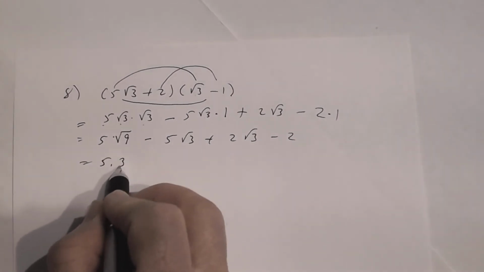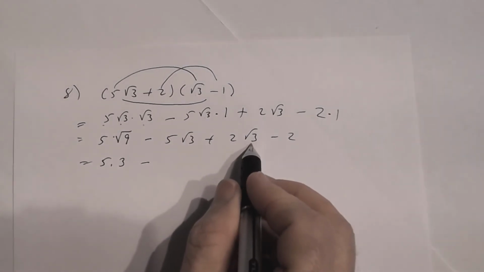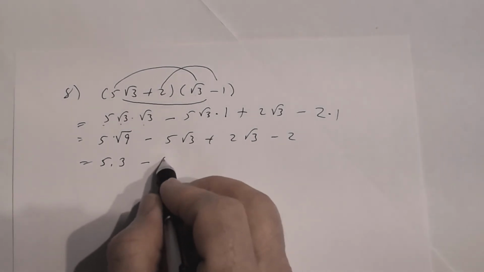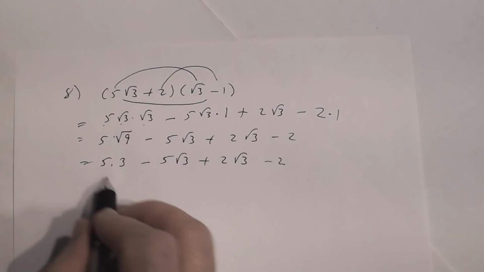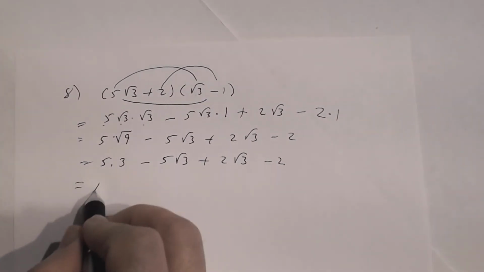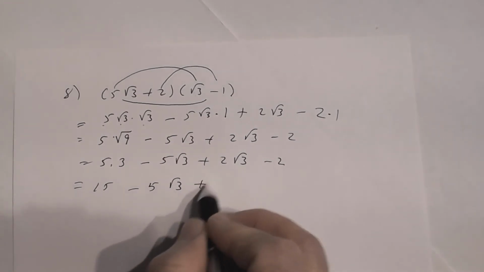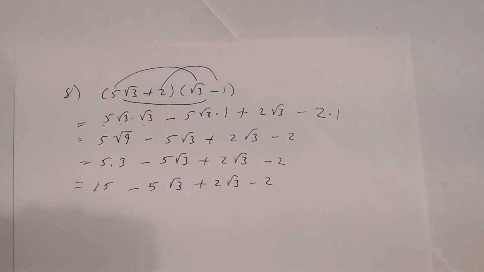So 5 times 3 minus, I cannot simplify the square root of 3. Cannot simplify the square root of 3. So I'm just going to rewrite these two terms. So 5 square root of 3 plus 2 square root of 3 minus 2. And then 5 times 3 is 15, right? Then we rewrite everything else over. So notice I'm doing one thing at a time. Try not to rush things. Just do one thing at a time. Be careful as you go through this.